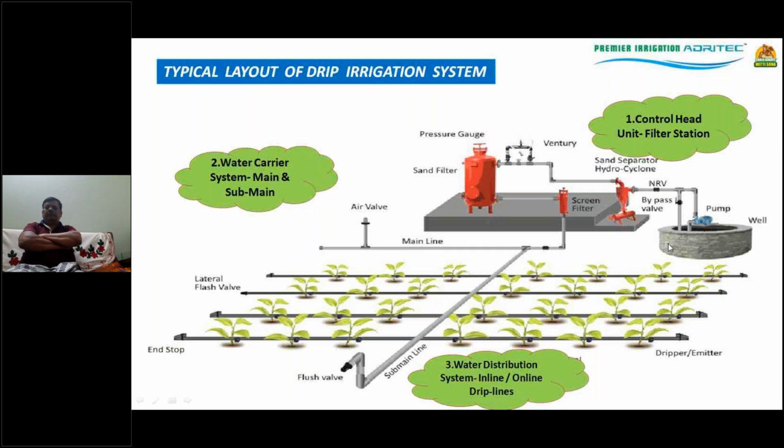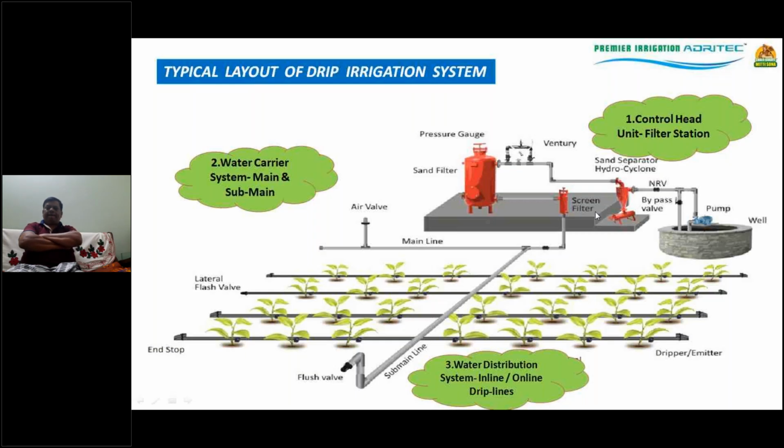After that, because the drip irrigation outlets have very small nozzles, the water has to be filtered when it comes out. Otherwise, the particles that are present in the water, whether it be sand or any organic impurity like algae, will come and block the drip system. So filtration becomes a very important part.